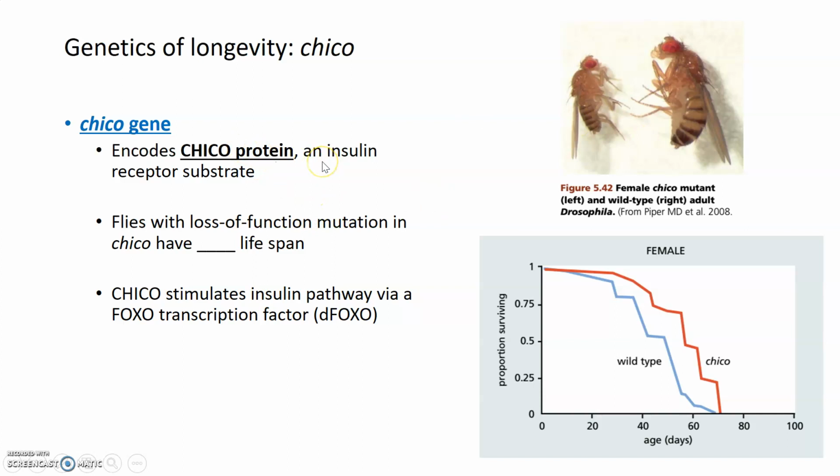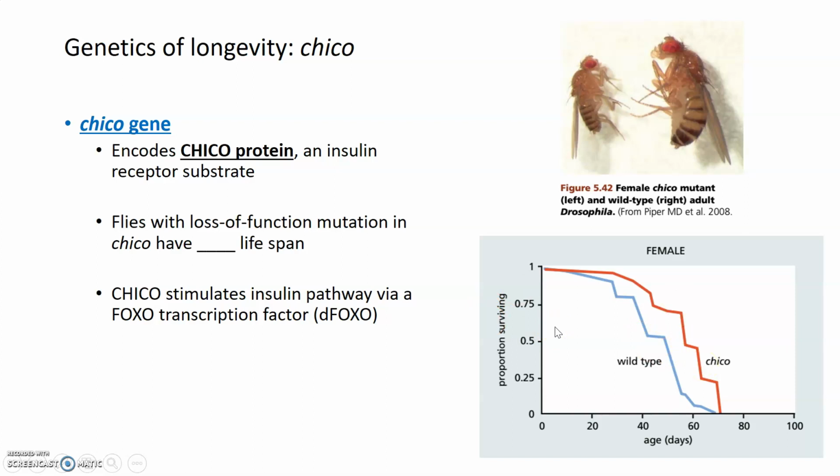And insulin receptor substrates are generally pro-growth. And so you can imagine that a loss of function in one of these substrates would lead to smaller growth or smaller body size. So that's a phenotype we might expect from this loss of function mutation in chico. And additionally, when we look at the survival curves down here for female flies, both wild type in blue and the chico loss of function mutants in red, we can see that a loss of this chico gene, or loss of function of that protein, actually can extend lifespan.